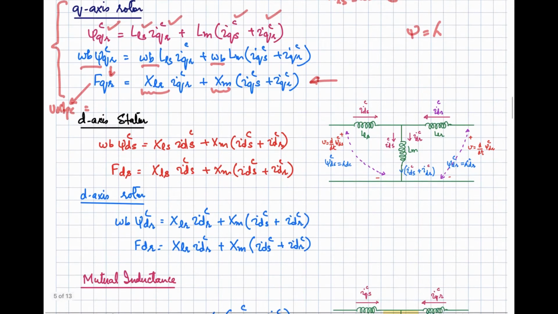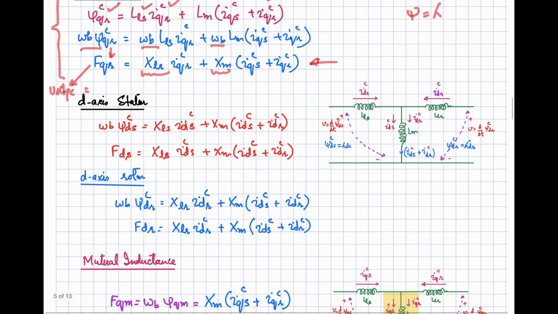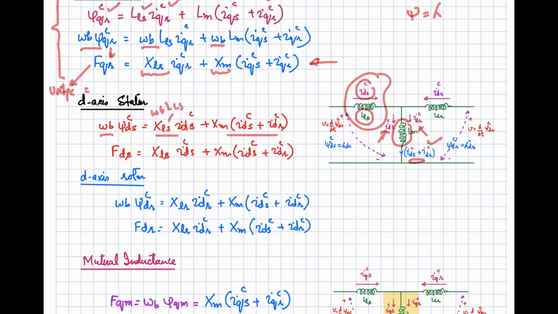Okay, now let's look at the D-axis stator. So for D-axis, we know that the equivalent circuit is this one. So we have the leakage inductance on the D-axis, and through that the current is IDS. So LLS into IDS, right, will be the flux linkage over here, and then LM into IDS plus IDR. The sum of these two currents is passing through this branch, right? So we can write down this equation, and then multiplying on both sides with omega B, you will get this expression, right? And omega B LLS will be equal to XLS.